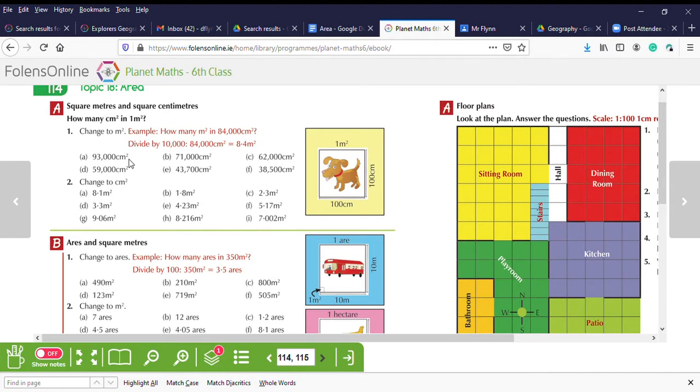Why do you do that? Well, in order to go from these values here, centimeters squared to meters squared, you have to divide by 10,000. That's simply a rule. In order to go from meters squared to centimeters squared, you multiply by 10,000. And we're going to have a look at how to do that now using a notation board.